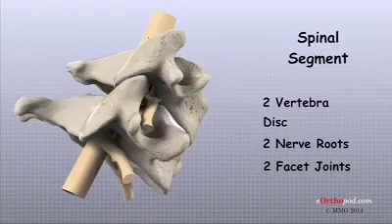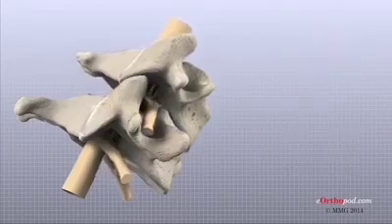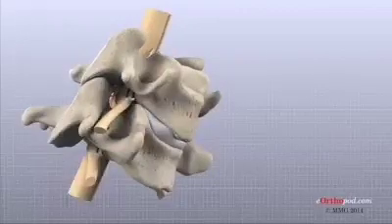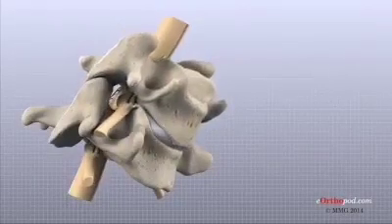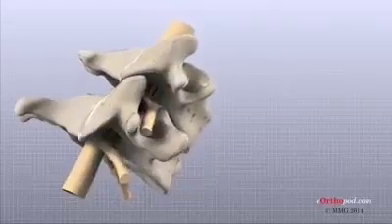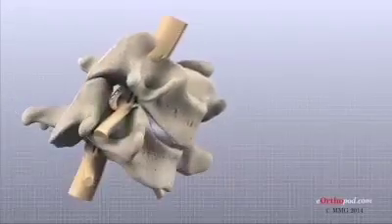The intervertebral disc separates the two vertebral bodies of the spinal segment. The facet joints and intervertebral disc work together to allow bending and rotating of the cervical spine. The facet joints slide while the disc works like a flexible connection between the two vertebrae.